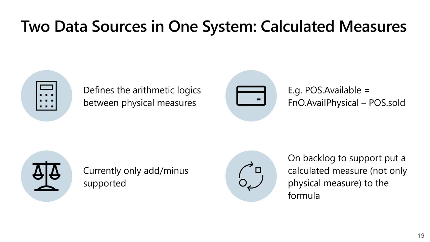Please note that currently we only allow defining arithmetic operations of plus and minus, and we need to define the relationships based on existing physical measures. We do have a backlog item to support more complex definitions by putting a calculated measure into the definition itself, so that you can define a calculated measure based on another calculated measure. And we expect to roll out this feature soon.